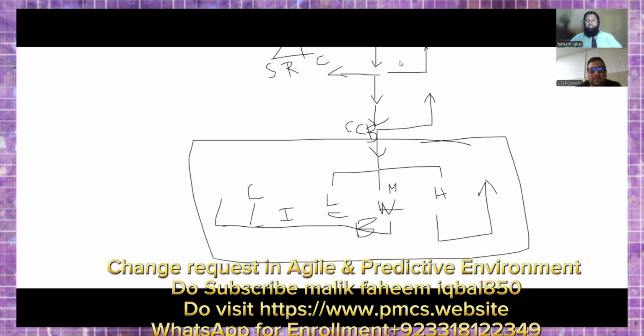You know everything regarding change requests. When you get a change request in an agile environment, how to handle it, and when you get a change request in a predictive environment, how to handle it. Okay, there are three roles in agile: product owner, scrum master, and development team. The product owner is responsible for the product backlog, and he will collect all the requirements and then prioritize all the requirements.